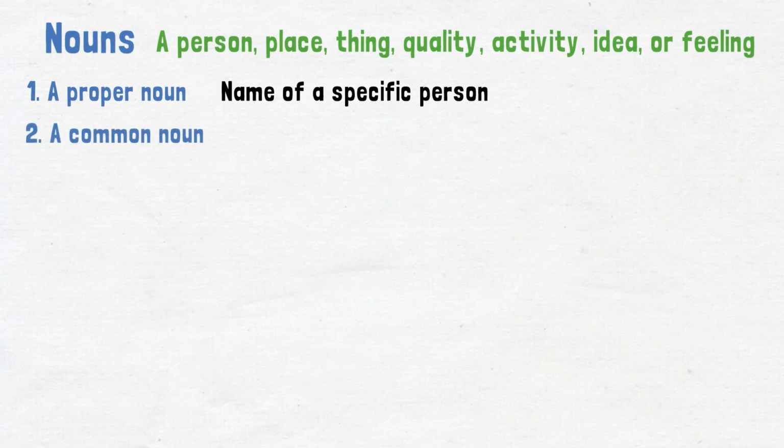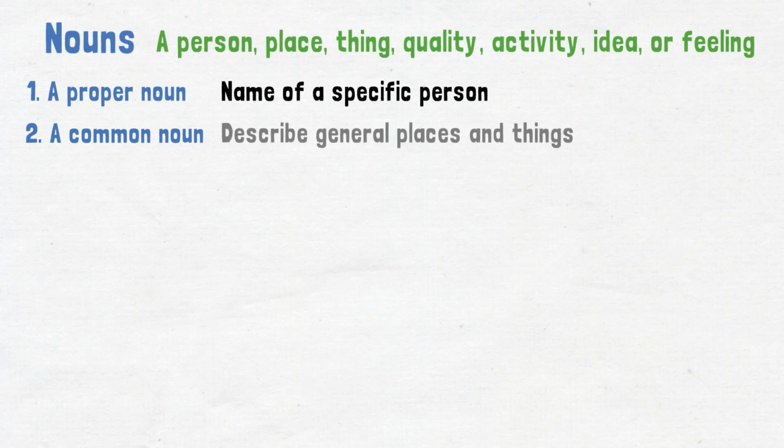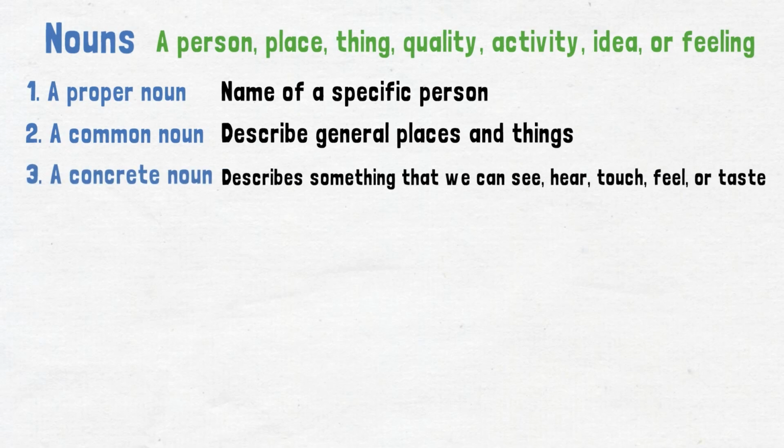A common noun is not capitalized. These nouns are used to describe general places and things. For example, house or mom, and they have singular and plural forms. For example, house and houses. A concrete noun describes something that we can see, hear, touch, feel, or taste. For example, rain or grass. These nouns can also have singular and plural forms.